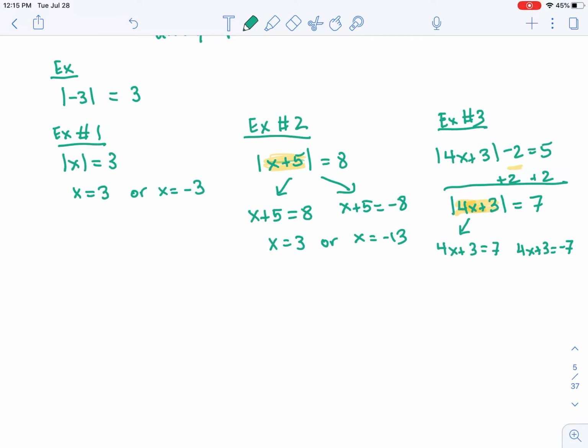Why don't you hit pause, solve the equation, and fill in what your solutions are for this example number 3.